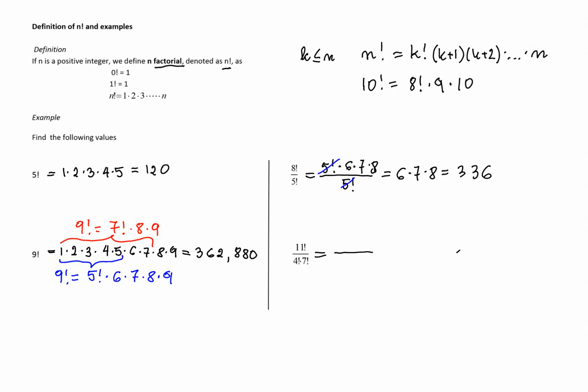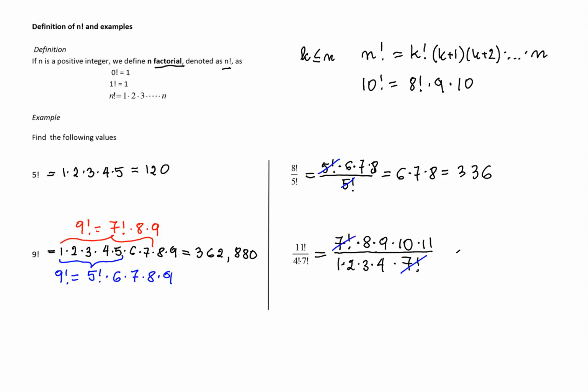Now, if you look at the denominator, the larger number between 4 and 7 is 7, and therefore we'll break up 11 factorial as 7 factorial times the rest. So it's going to be 8 times 9 times 10 times 11. And we leave 7 factorial intact because we will be able to cancel as in the example above. And the 4 factorial we'll rewrite as 1 times 2 times 3 times 4. So 7 factorial will cancel out.